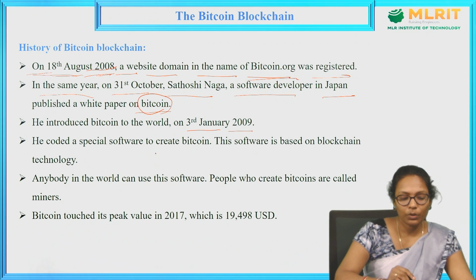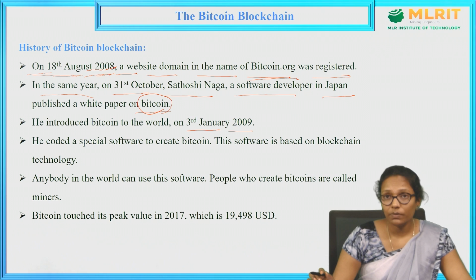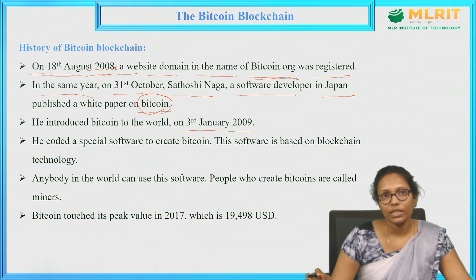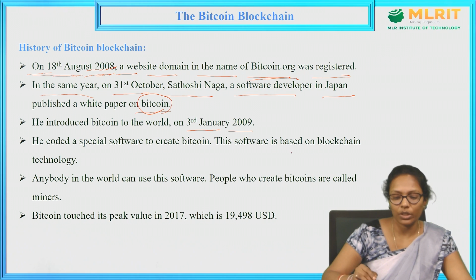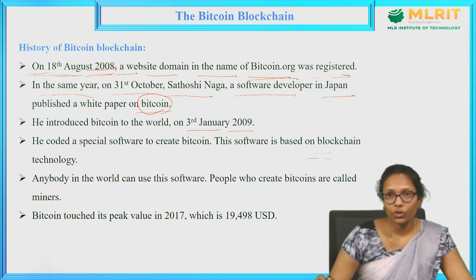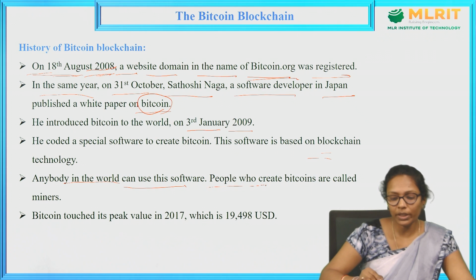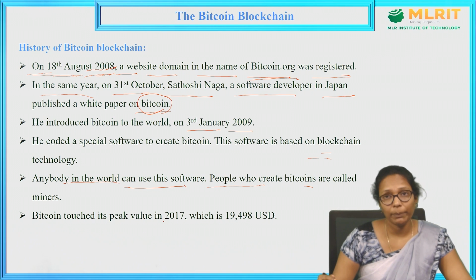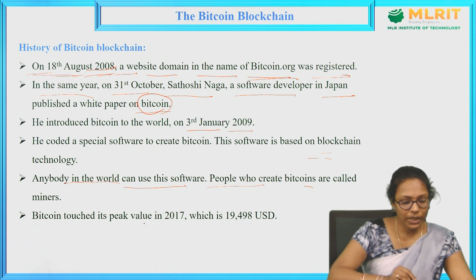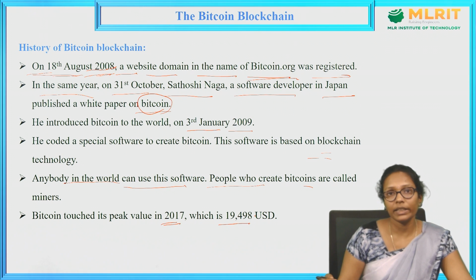He coded a special software to create Bitcoin. This software is based on blockchain technology. As we know, Bitcoin is a cryptocurrency, and to create this cryptocurrency, he used that software, which uses the concept of blockchain technology. Bitcoin is based on a public blockchain, so anyone in the world can use this software. People who create Bitcoins are called miners. They create Bitcoins by validating the blocks in the blockchain. If I validate a block in the blockchain, then I will get Bitcoins as an incentive.